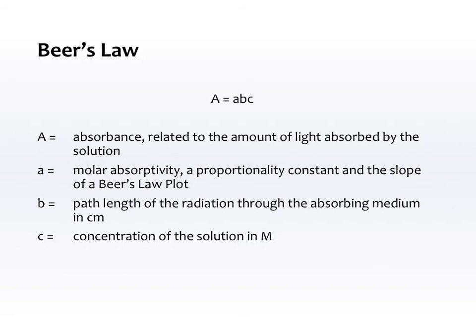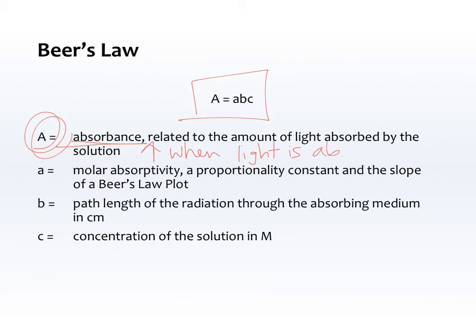The first thing we're going to need to know for our calculation is what all these letters mean in this formula. So my first capital A is the absorbance. It's related to the amount of light absorbed by the solution. So this number is higher when there's more light absorbed or lower when there's less light absorbed.